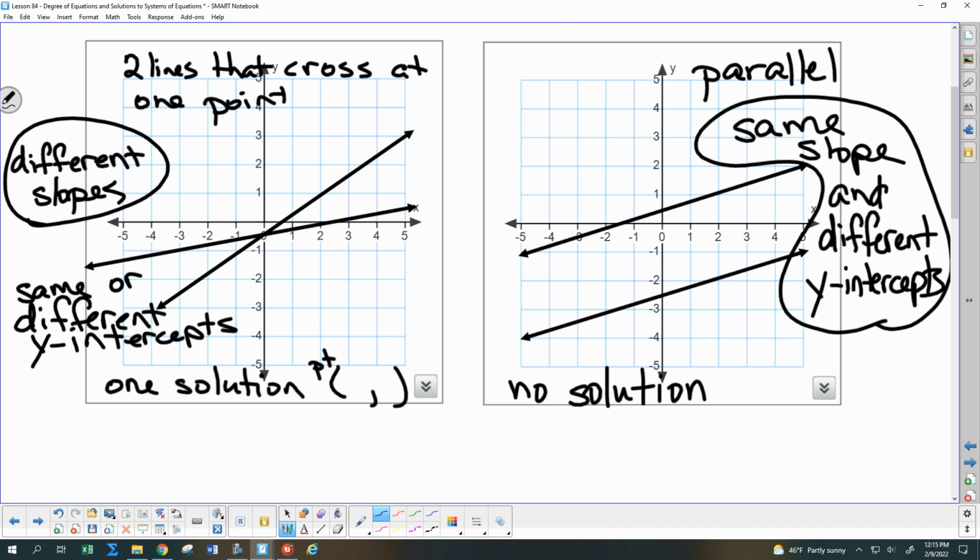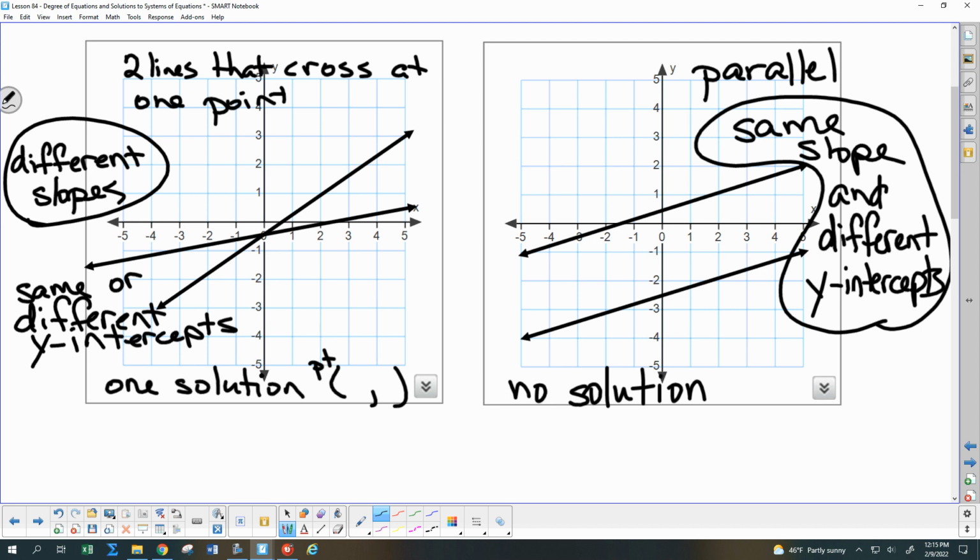Okay, if I want to draw two lines up there, is there any other way I can put two lines up there? I think I'll make one of them red and one of them blue this time. Is there any way that I can make them so they don't cross at one point and they aren't parallel? Is there a third possibility of what I could do with the two lines?